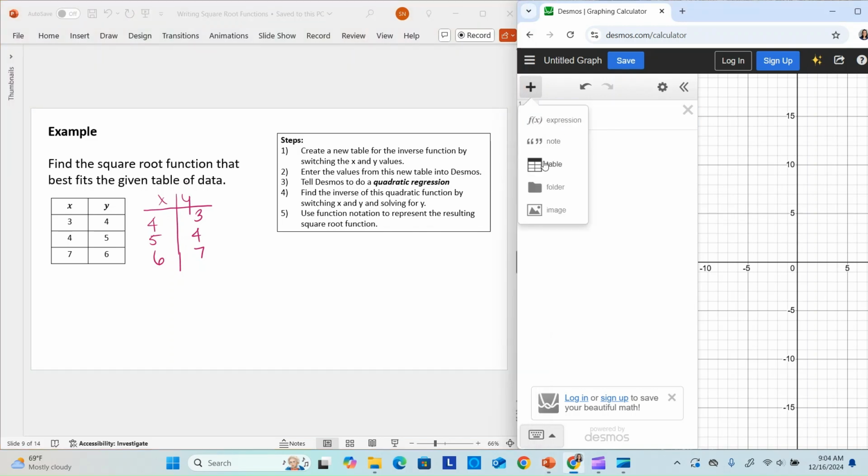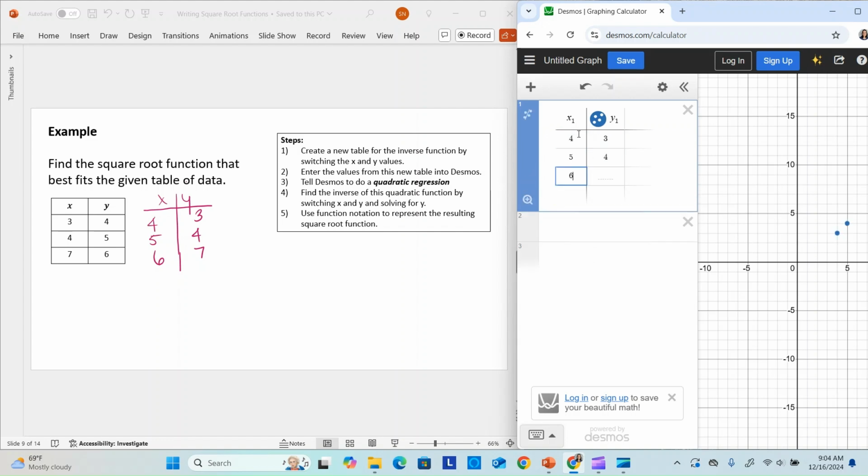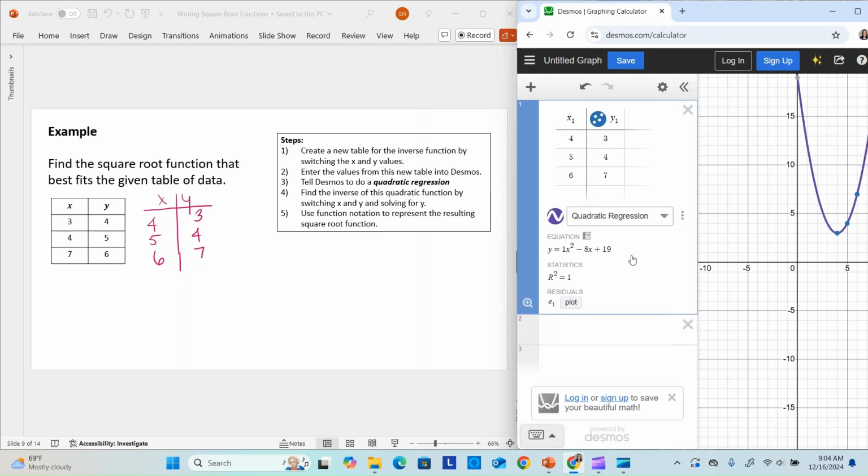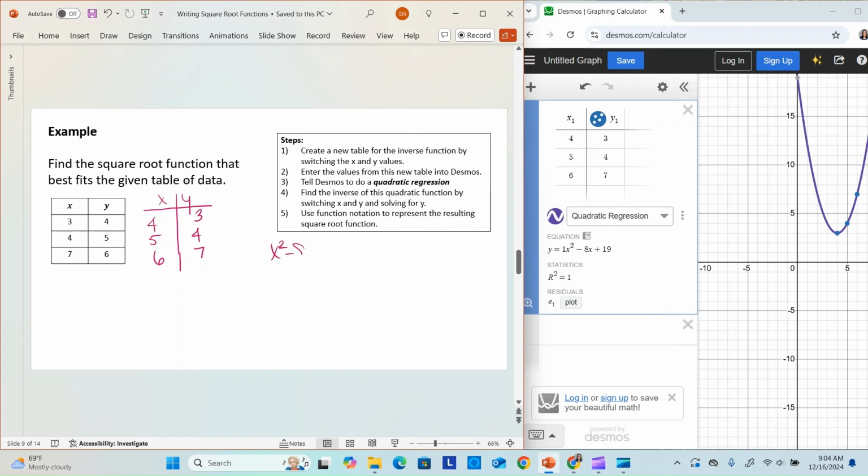And then I'm going to type in the values in the inverse function. Okay, so I'm going to do 4, 3, 5, 4, and 6, 7. And now I'm going to ask Desmos to do a quadratic regression. So I'm going to choose quadratic. You can see here it gives me the quadratic function, which is x squared minus 8x plus 19. Okay, and that's equal to y.